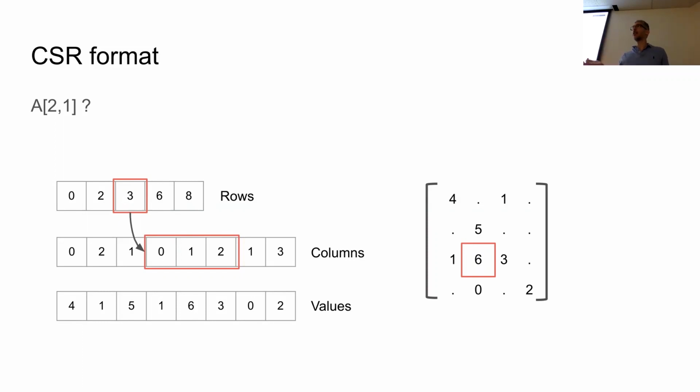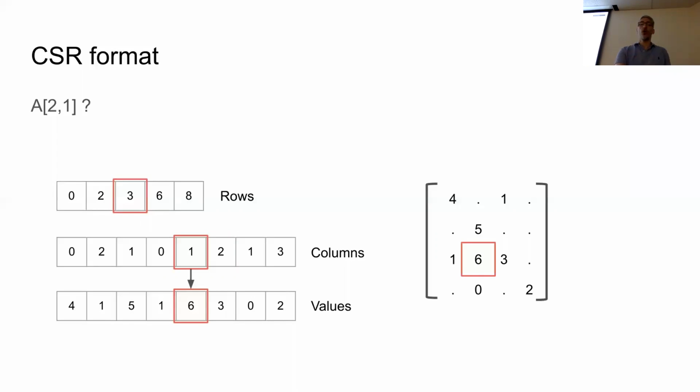That part might be sorted, might not be sorted. And so we're starting to search for the value 1. We found it. And now there's a one-to-one correspondence or mapping between the column and the values array. And so we get 6. And indeed, position 2, 1 has the value 6 in it.